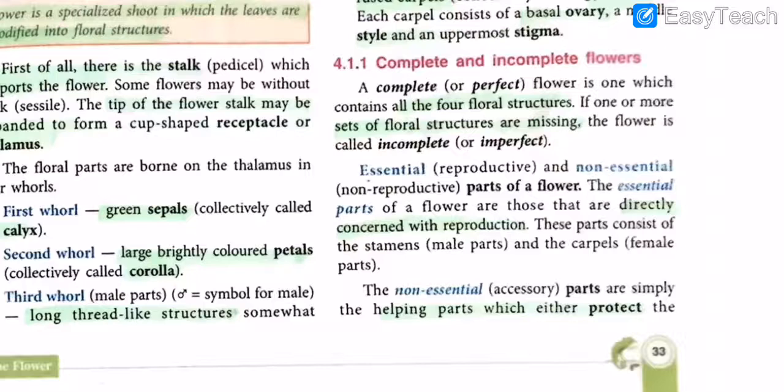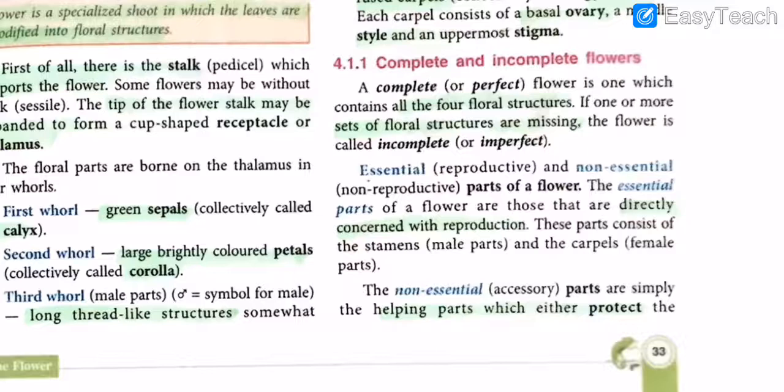Now, the non-essential, the auxiliary parts are simply the helping parts that help protect the reproductive parts of the flower or make the flower attractive for pollination. Like petals, right? They make the whole plant very attractive, and that's what attracts the birds, the insects, etc. We'll talk more about that. Now, these parts include sepals and petals. In some cases, the petals and sepals are undifferentiated, and they're together, right?